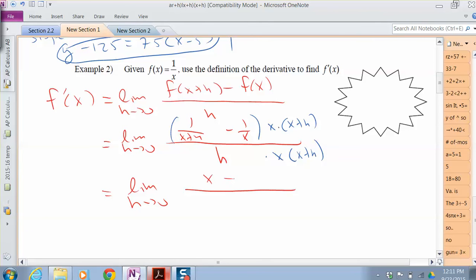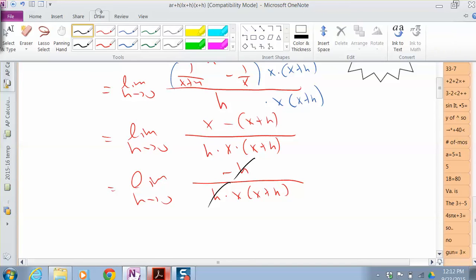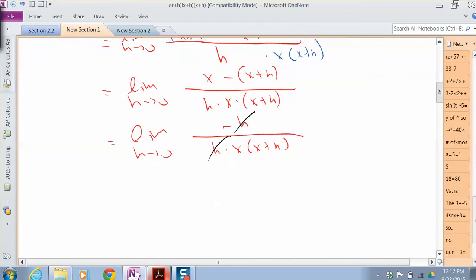We got x minus parentheses x plus h. So it just comes out to be a very clean process. Subtract the x's, we got negative h times x plus h. The h's cancel. And don't be lazy with the limit notation. You gotta keep writing it, because that's what we're doing, taking a limit here.